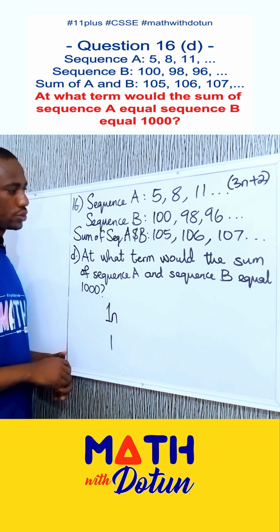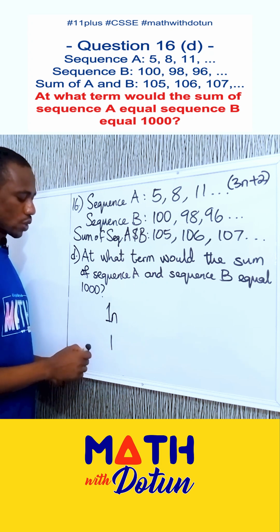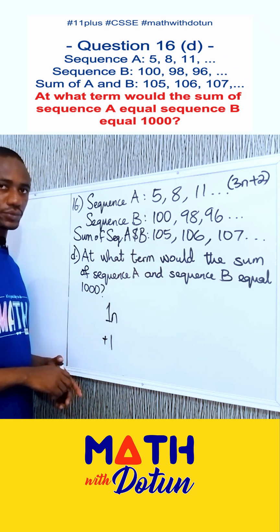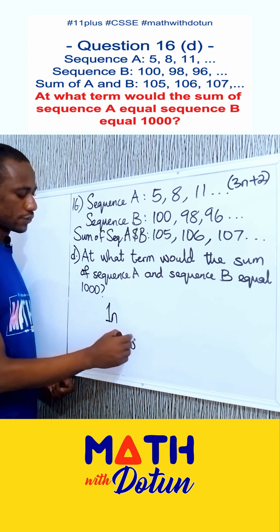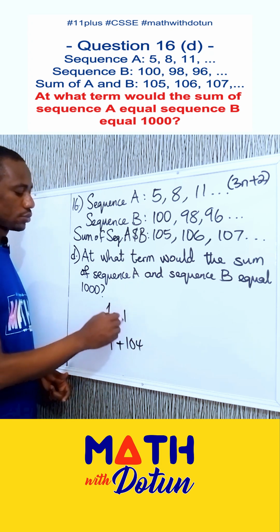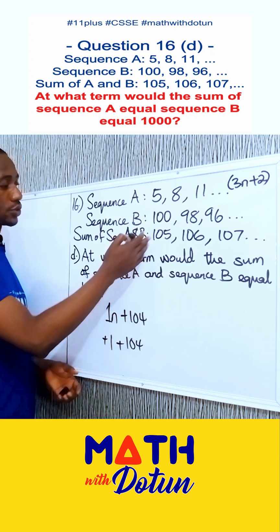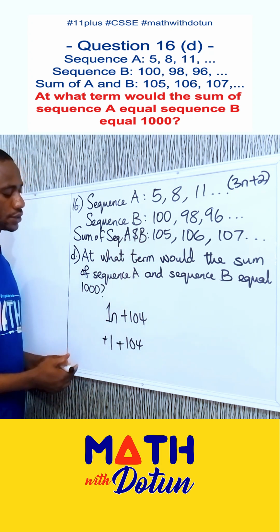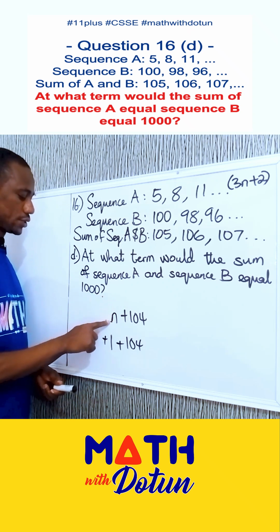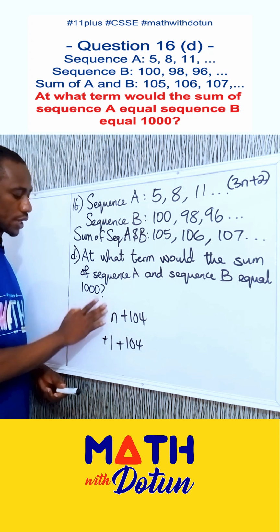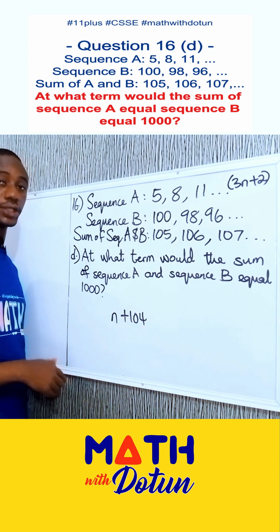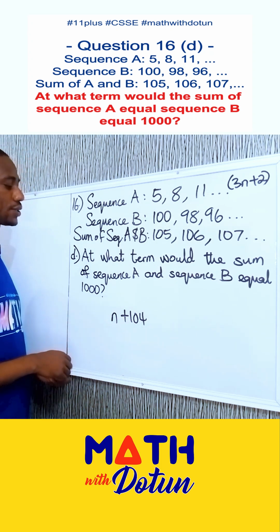So what do we do to 1 to make it 105? We just add 104 to it, and that's 105. So the nth term for this new sequence, the sum of sequence A and B, is n plus 104. We don't need a 1 because n is 1n already. So that's the nth term rule for the sum, n plus 104. Now that we have that, we can answer the question.